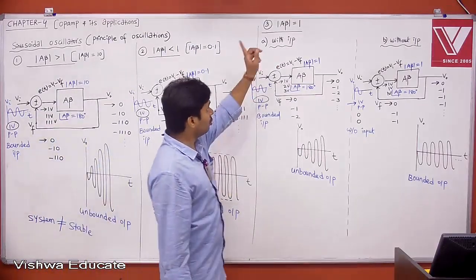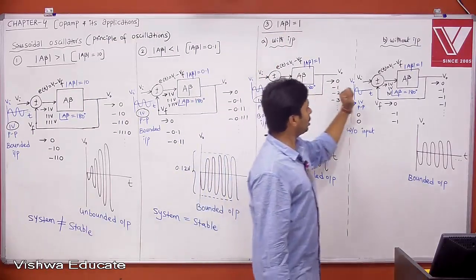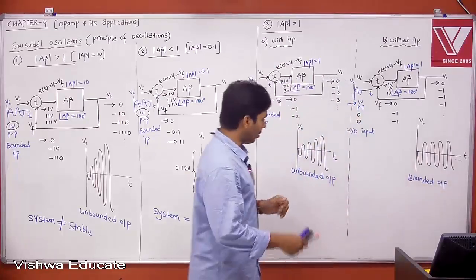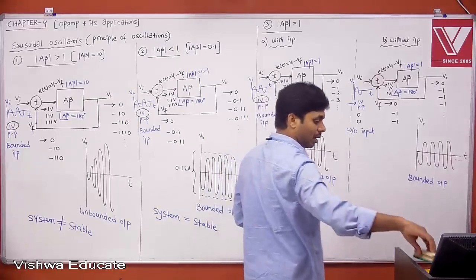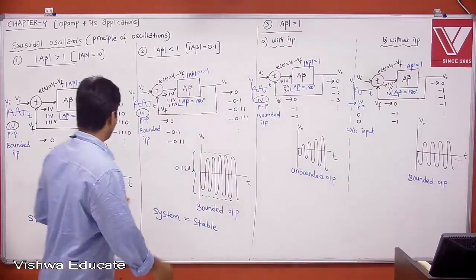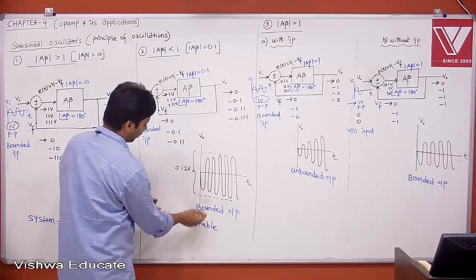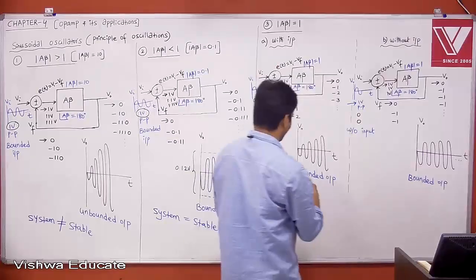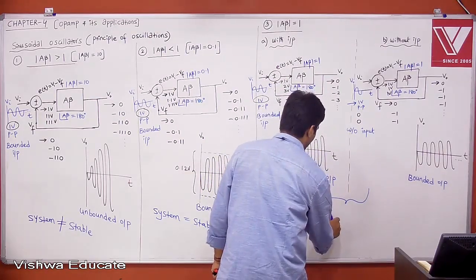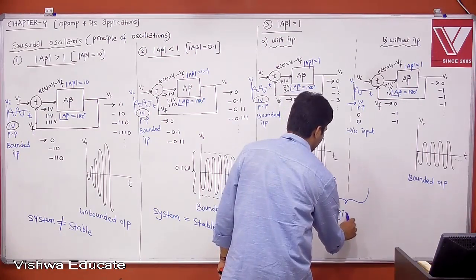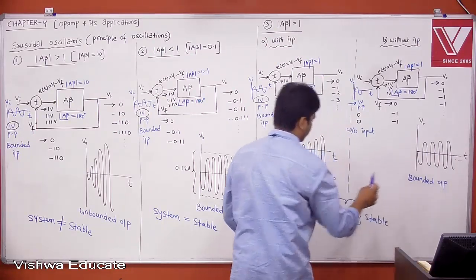But here, when loop gain is equal to 1, if input is present, unbounded output. If input is not there, you get bounded output. Therefore, with respect to your input, if input is there, it is unbounded; if input is not there, it is bounded. But in the first case, whether input is there or not, it is always unbounded, and in the second, always bounded. But here it is with respect to input. Therefore, this is what people call a marginally stable system.